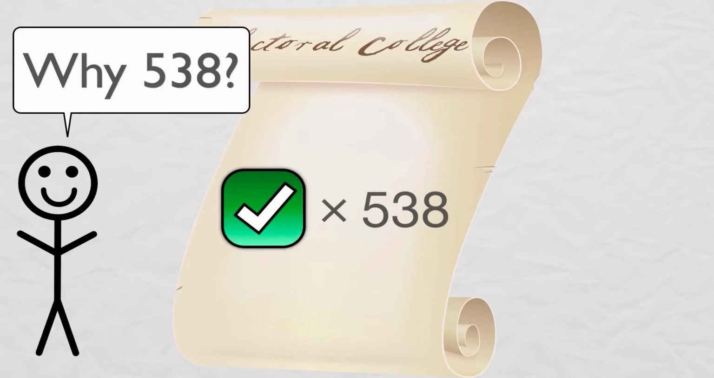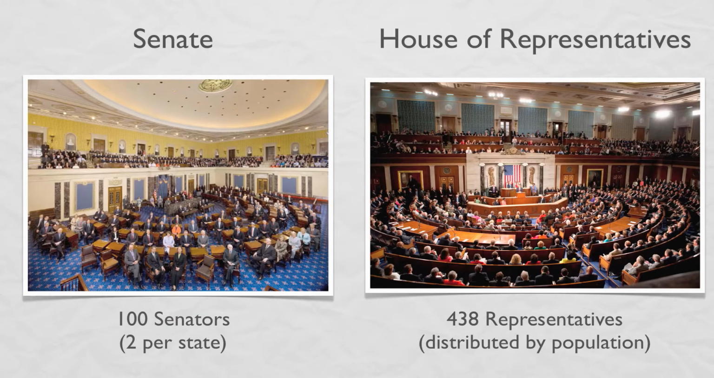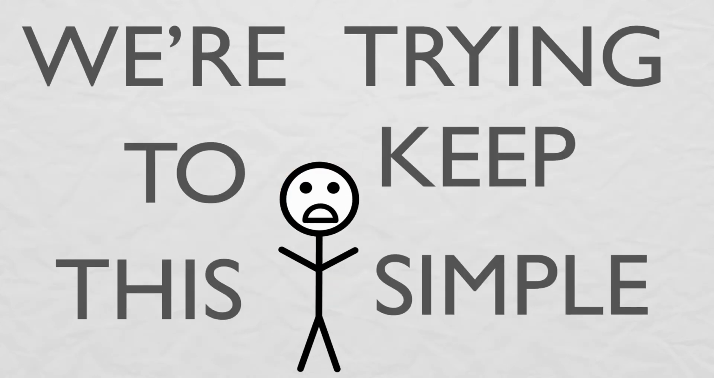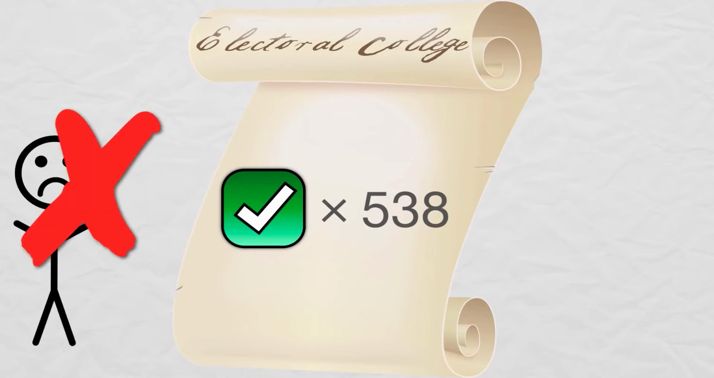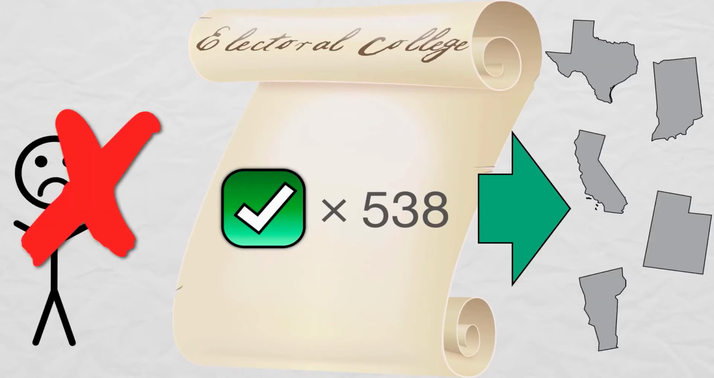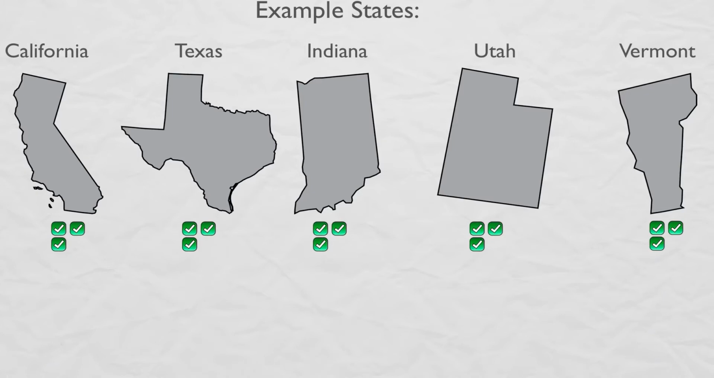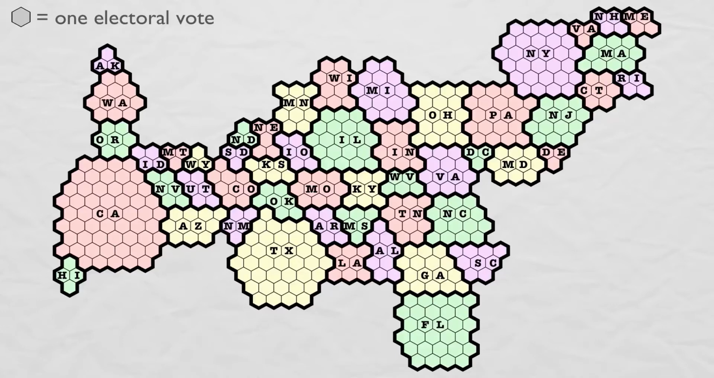Why 538? Because that's the number of senators, 100, plus the number of representatives, 438 in Congress. Why are there 438 representatives in Congress? Stop asking so many questions right now, we're trying to keep this simple. These 538 votes in the Electoral College aren't given to the citizens directly, but are instead divided among the states. So how does the Electoral College give out the votes? Each state, no matter how populous or not, gets 3 votes to start. The remaining votes are given out roughly in proportion to the population of the states. The more people the state has, the more votes it gets. Here's a map of the United States showing the voting power each state has by making one hexagon equal to one Electoral College vote for president.